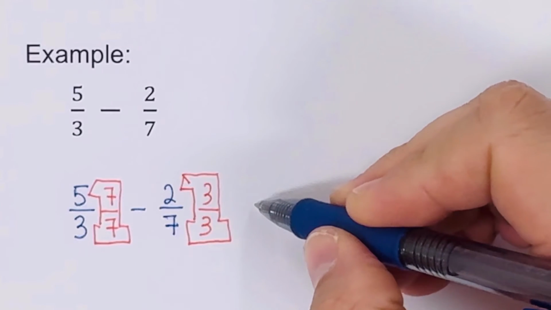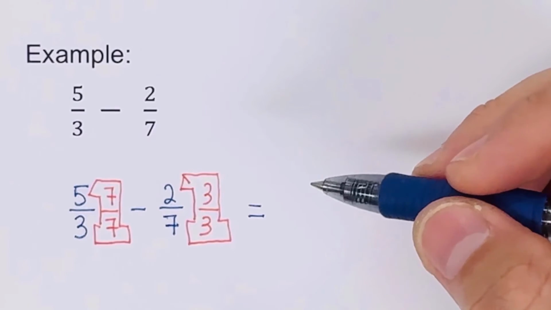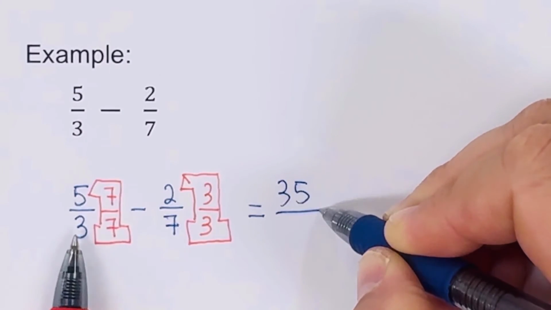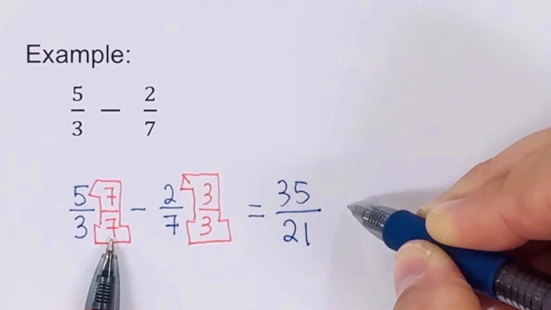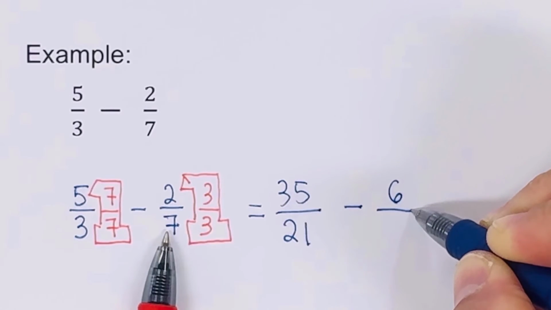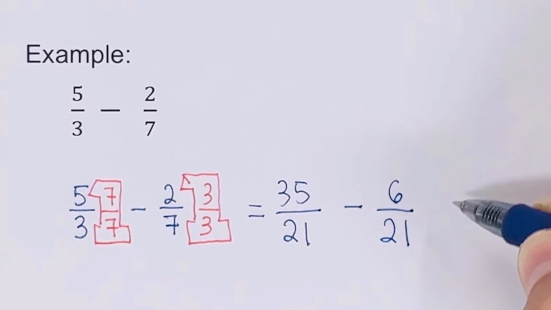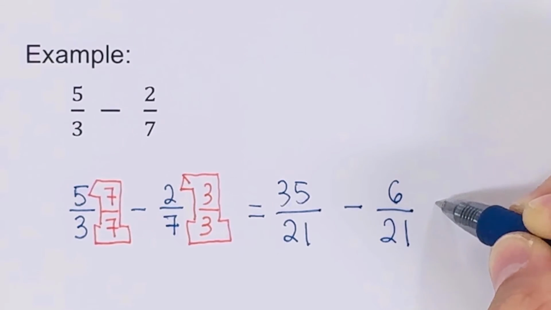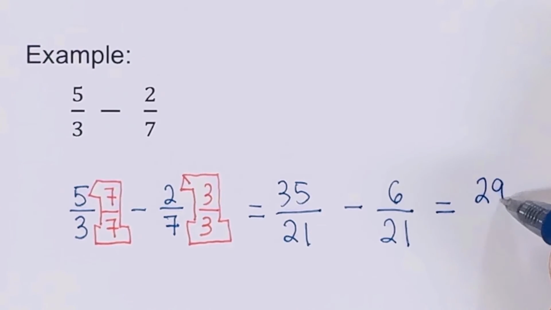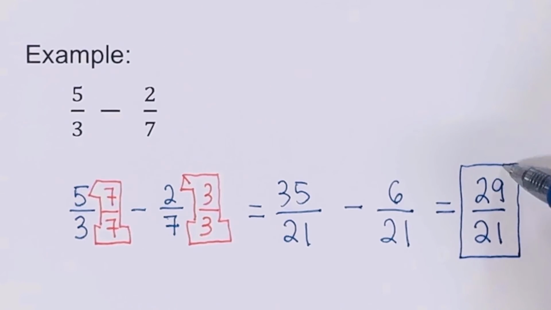So from here, we multiply them together. So that is 5 times 7 is 35 over 3 times 7 is 21 minus 2 times 3 is 6 over 3 times 7 is 21. So all we need to do is, we already have the same denominator, so we just have to subtract them. 35 minus 6 is 29, and that is over 21. So this is the difference between these two fractions. Now let's have another example.